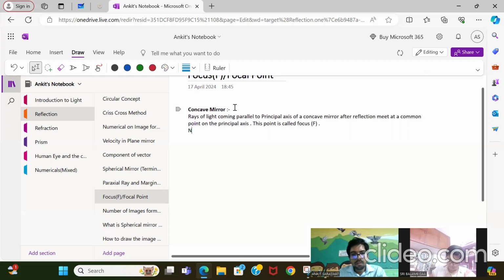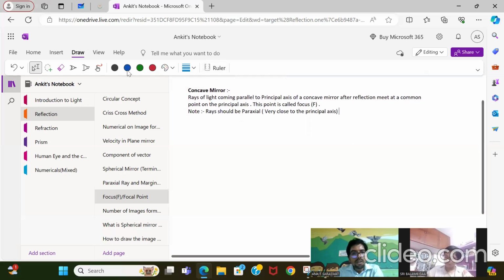Important note: rays should be paraxial. Paraxial means very close to the principal axis. So I will explain this topic. What is the meaning of this? Understood? Have you written? Yes, sir.